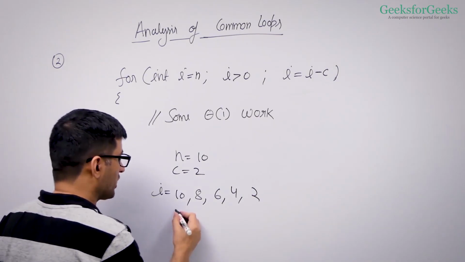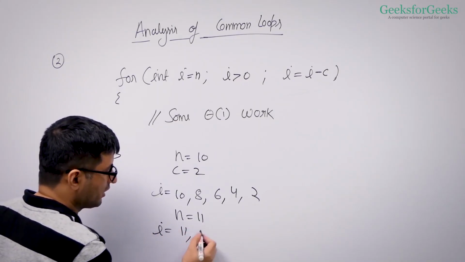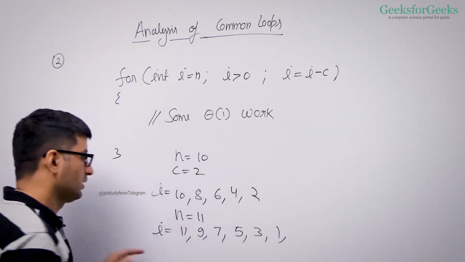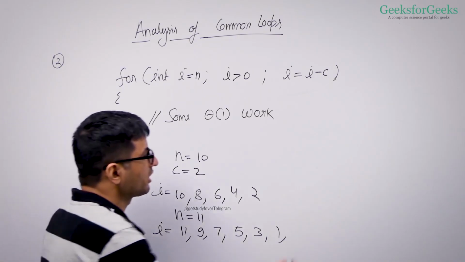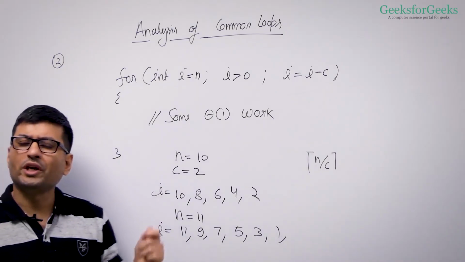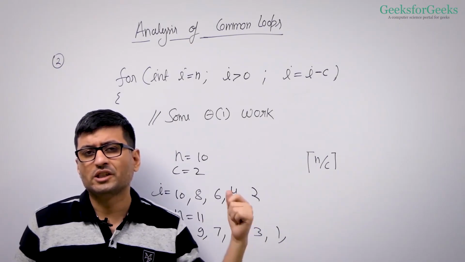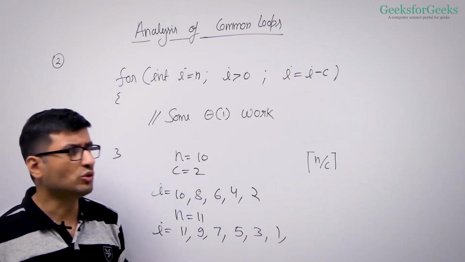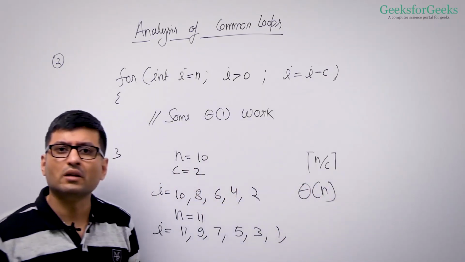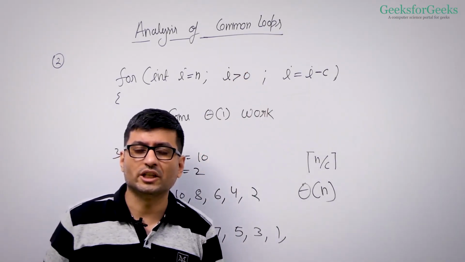Let us take n equal to 11. How many times does it run? i equal to 11, then 9, then 7, then 5, then 3, and 1. Right. So it runs 6 times. So we can say it runs ceiling of n by c times. We can ignore the constants, right? And we can say that the order of growth of this loop is theta n. So this particular part of the code has theta n time.